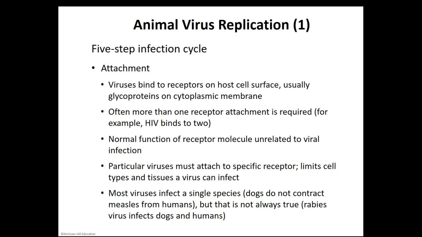Now, there are some viruses that do negate that trend, and one prominent example would be the rabies virus. It can be transmitted from a dog to a human, but by and large, because the receptors that are bound are unique from species to species, what you're going to see for the most part is that most viruses infect one species and one species only.